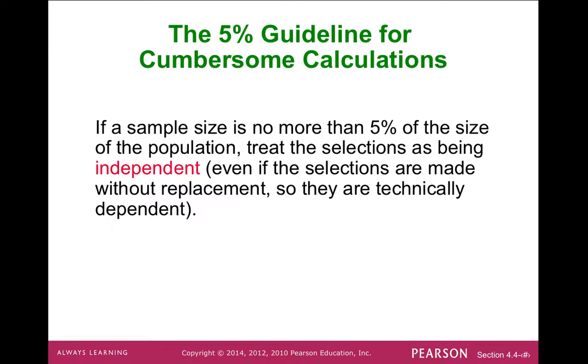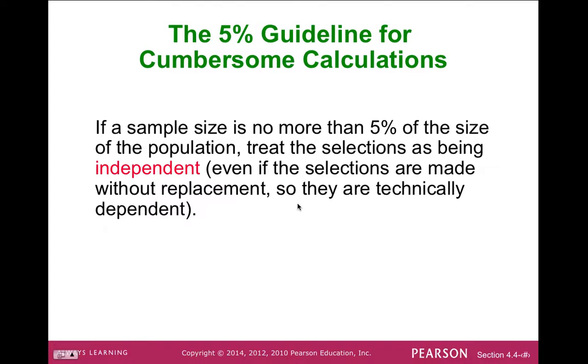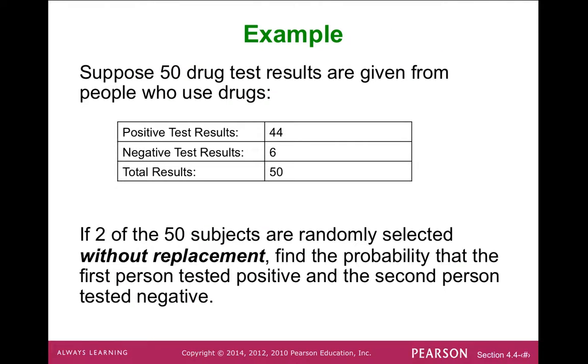The basis behind this rule is the 5% guideline. What that says is that if a sample size is no more than 5% of the size of the population, you can treat the selections as being independent, even if the selections are being made without replacement, so they're technically dependent. What does that mean? In order to understand this, we need to talk about what with replacement and without replacement means. We can actually talk about it in the context of this example, and it'll help it make sense.